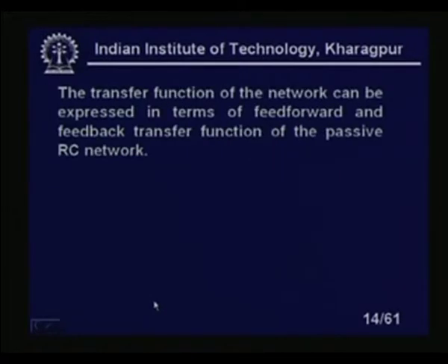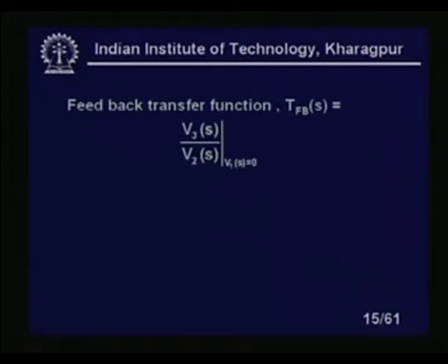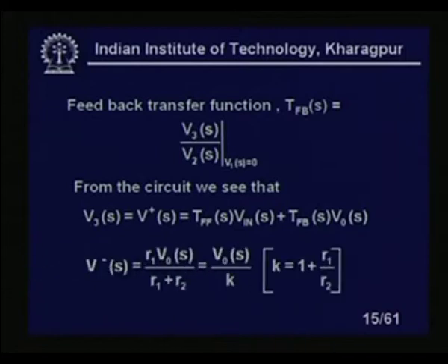The transfer function of the network can be expressed in terms of the feed forward and feedback transfer functions of the positive passive RC network. Feed forward transfer function TFF(s) equal to V3(s) upon V1(s), making V2(s) equal to 0, right. So, feedback transfer function TFB(s) equal to V3(s) upon V2(s) when V1(s) equal to 0. From the circuit, we can write that V3(s) equal to V plus (s), that means the positive input of the op amp, equal to TFF(s), feed forward transfer function, multiplied by input Vin(s) plus feedback transfer function TFB(s) into V0(s).